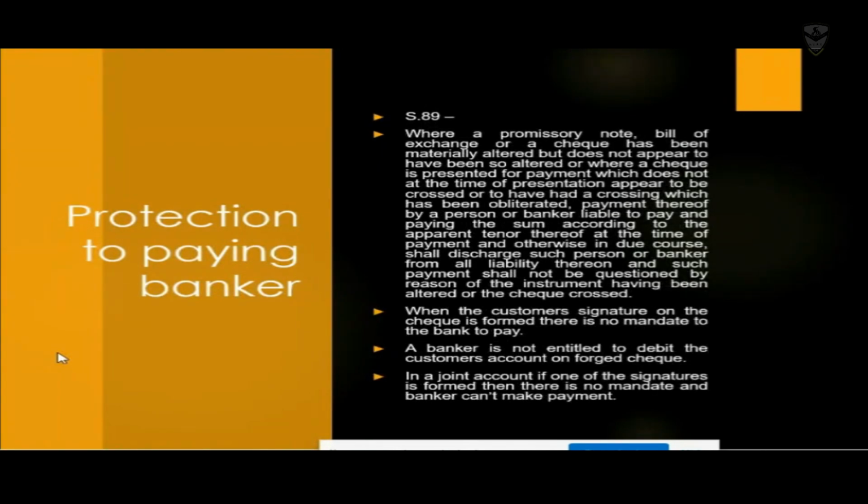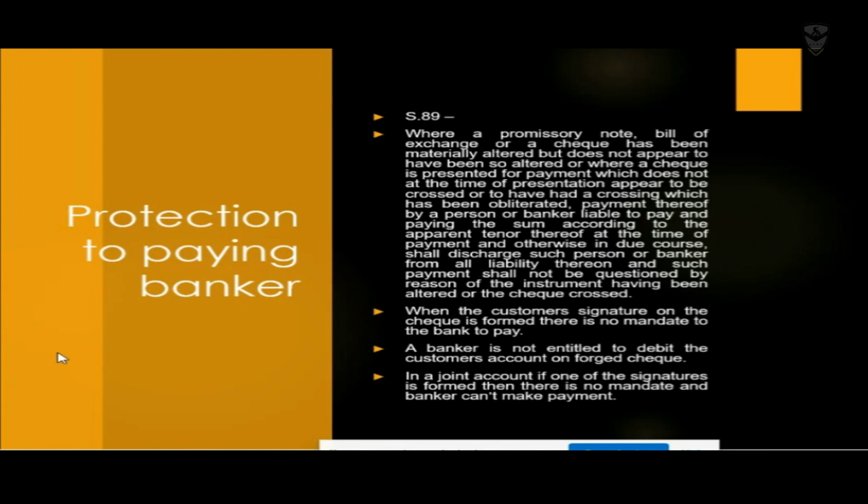Section 89 says that where a promissory note, bill of exchange, or a check has been materially altered but does not appear to have been so altered, or where a check is presented for payment which does not at the time of presentation appear to be crossed or to have had a crossing which has been obliterated, the payment thereof by a person or banker liable to pay, according to the apparent tenor thereof at the time of payment, and otherwise in due course, discharges such person or banker from all liability thereon, and such payment shall not be questioned by reason of the instrument having been altered or the check crossed.